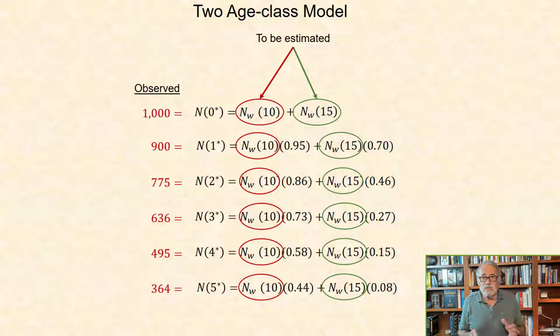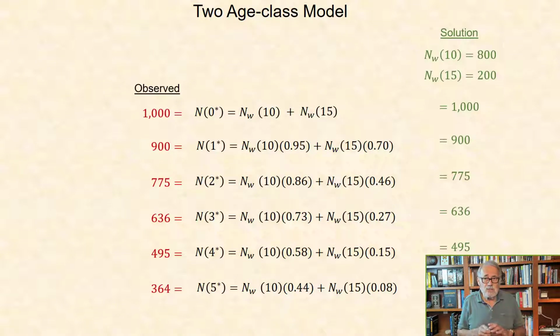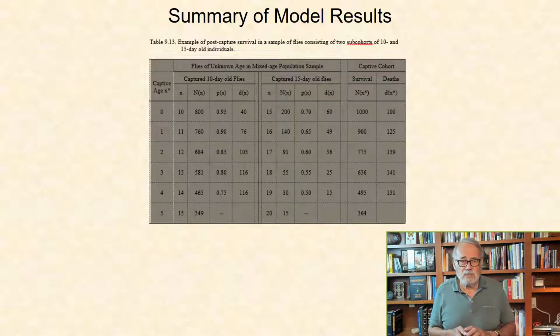Using numerical methods to solve for the number of wild at age 10 and the number of wild at age 15 in our original sample in this set of simultaneous equations yields a solution of 800 10-day-olds and 200 15-day-olds. A summary of the model results is contained in this table.